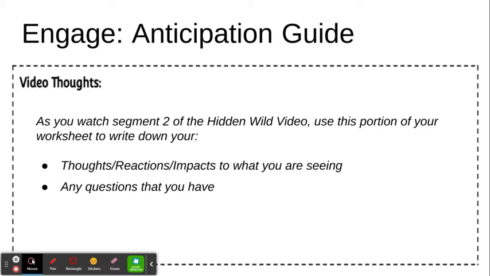After you finish that portion, you are now going to get into the video. In the video, there is a portion at the bottom of the worksheet that allows the students to write in their video thoughts as they are watching. So as they watch section 2 of Hidden Wild, they would write down their thoughts, any kind of reactions that they're having while watching the students explore, any impacts to what they're seeing, and any questions that they may have. Then you would show the video for Hidden Wild.